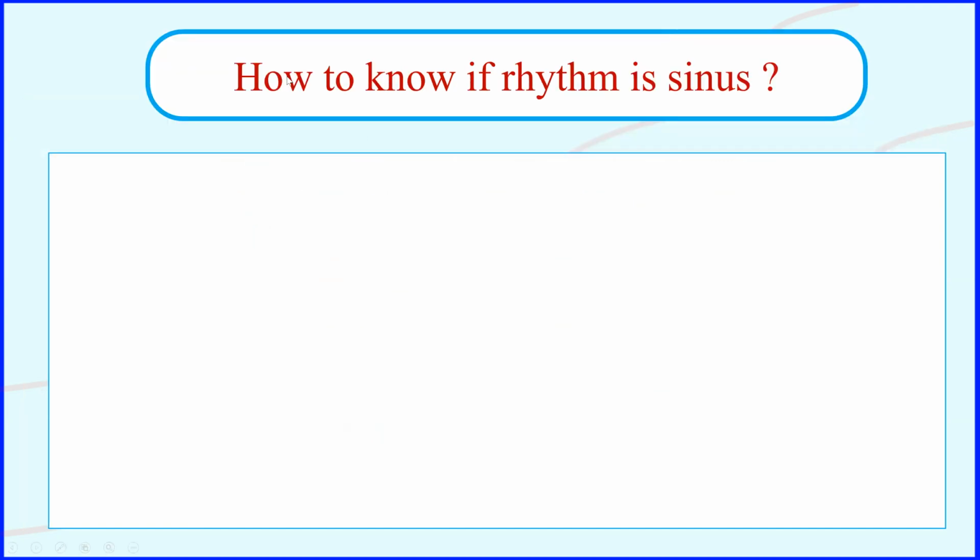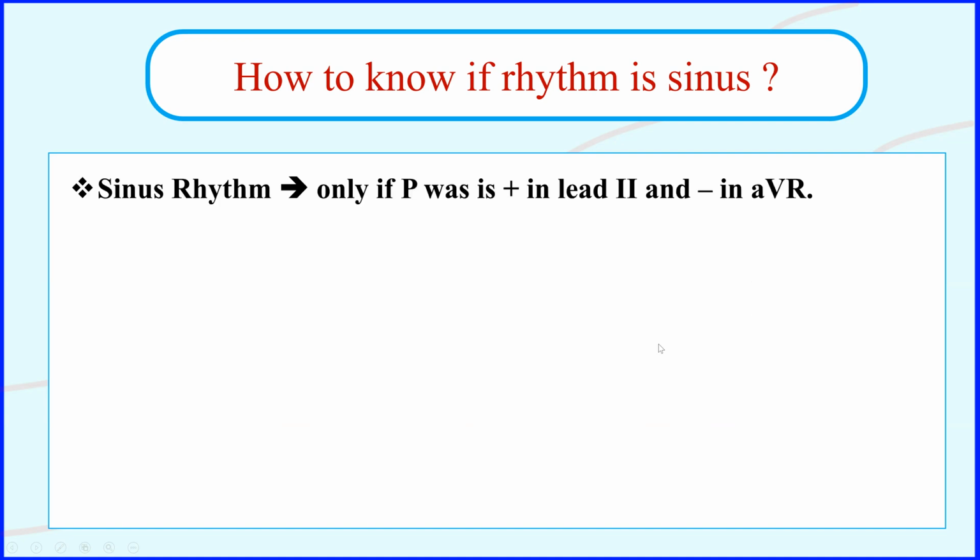My other question is how to know if the rhythm is sinus. What does sinus mean when we say sinus rhythm? Sinus rhythm means that the electricity is being generated from the SA node by itself, only the SA node. So if the rhythm is coming from the SA node, it's called sinus. How to know this? This is a huge and easy trick.